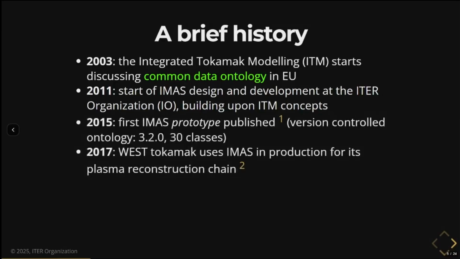Then further milestones, we had our first prototype being published in Nuclear Fusion around 2015, where the data entry, which was version controlled, started to get a certain number of classes. Then 2 years later, another important milestone: it started to be used in production on an operating tokamak, the WEST tokamak from CEA. And there IMAS was used for the plasma reconstruction chain.